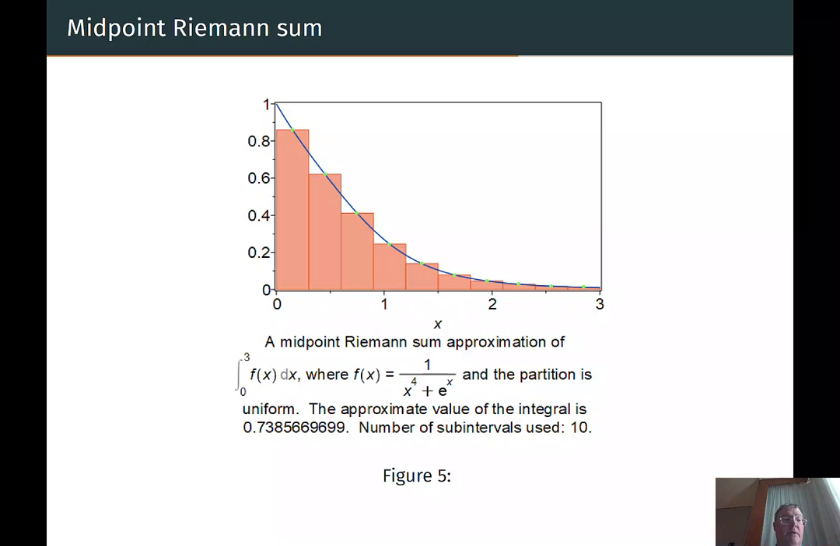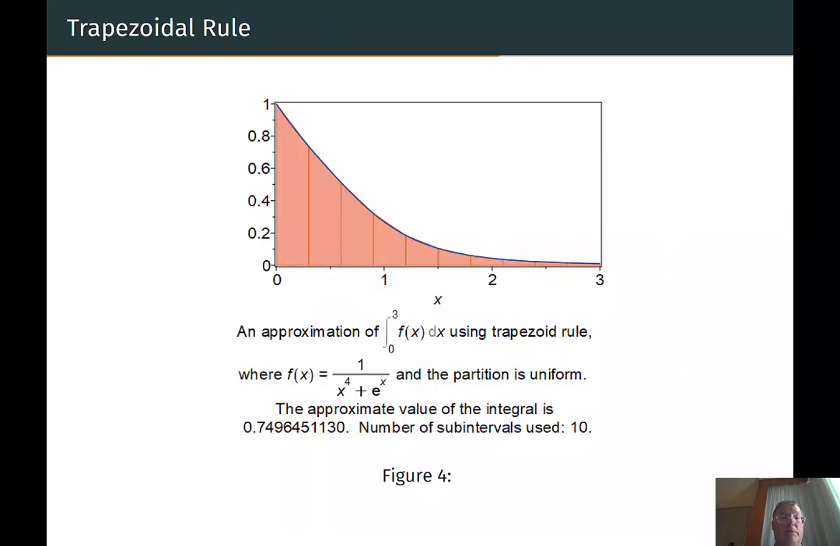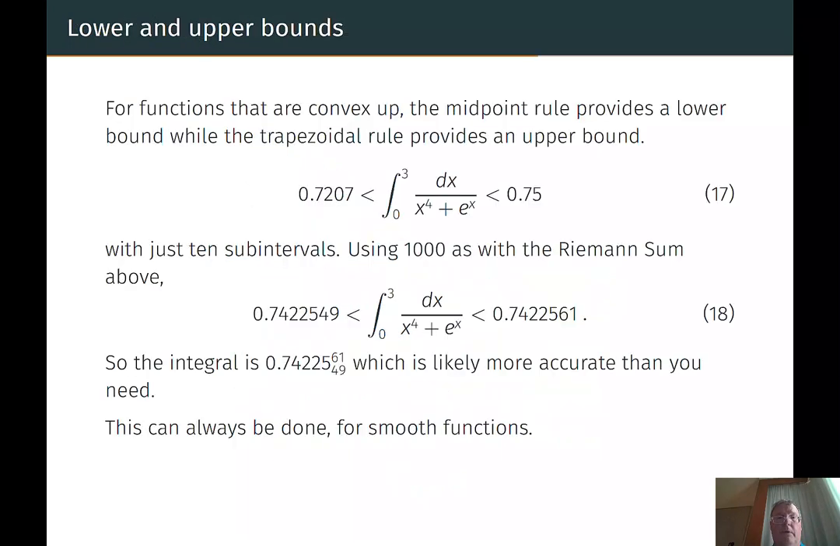So here we have 0.738 is smaller than the value of the integral. And the upper bound from the trapezoidal rule was 0.749. So with just 10 intervals, we've already got nearly two places with the trapezoidal rule and the midpoint rule. This slide just says what I said in words. And so we get 0.72 less than the integral, which is less than 0.75, with just 10 subintervals.